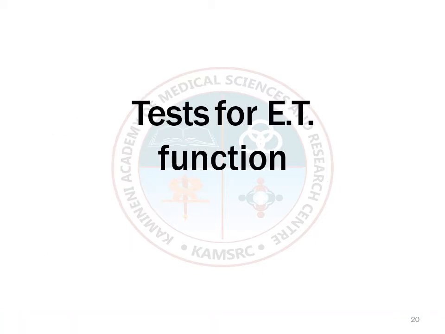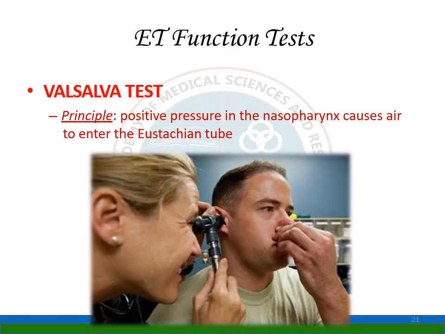So, tests for the eustachian tube. The first one is the Valsalva maneuver. The principle is that positive pressure in the nasopharynx causes air to enter the eustachian tube. Means if you try to push air into the eustachian tube, you can see the movement of the tympanic membrane via the otoscope.